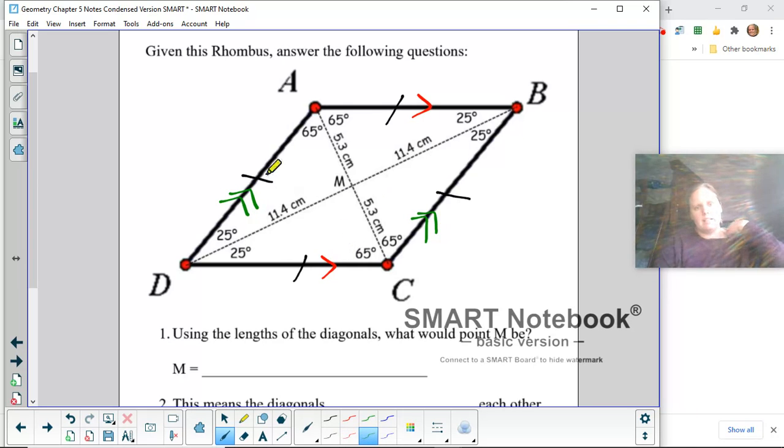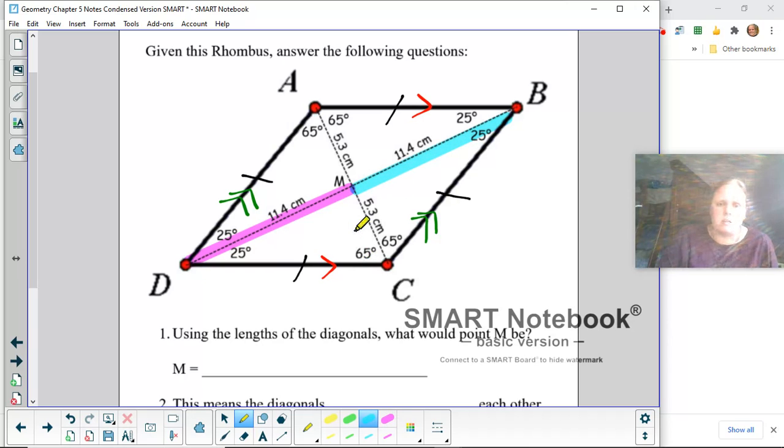Okay, now I see some more details in this rhombus. First of all, the diagonals are drawn in. And so with the diagonals drawn in, it's giving me some measurements that maybe we wouldn't have seen before. So it says, using the length of the diagonals, what would point M be? So if I'm looking at the diagonals, that gets me to point M, and then follow the rest of the diagonal. That gets me all the way across. And those two portions of the diagonal are the exact same length.